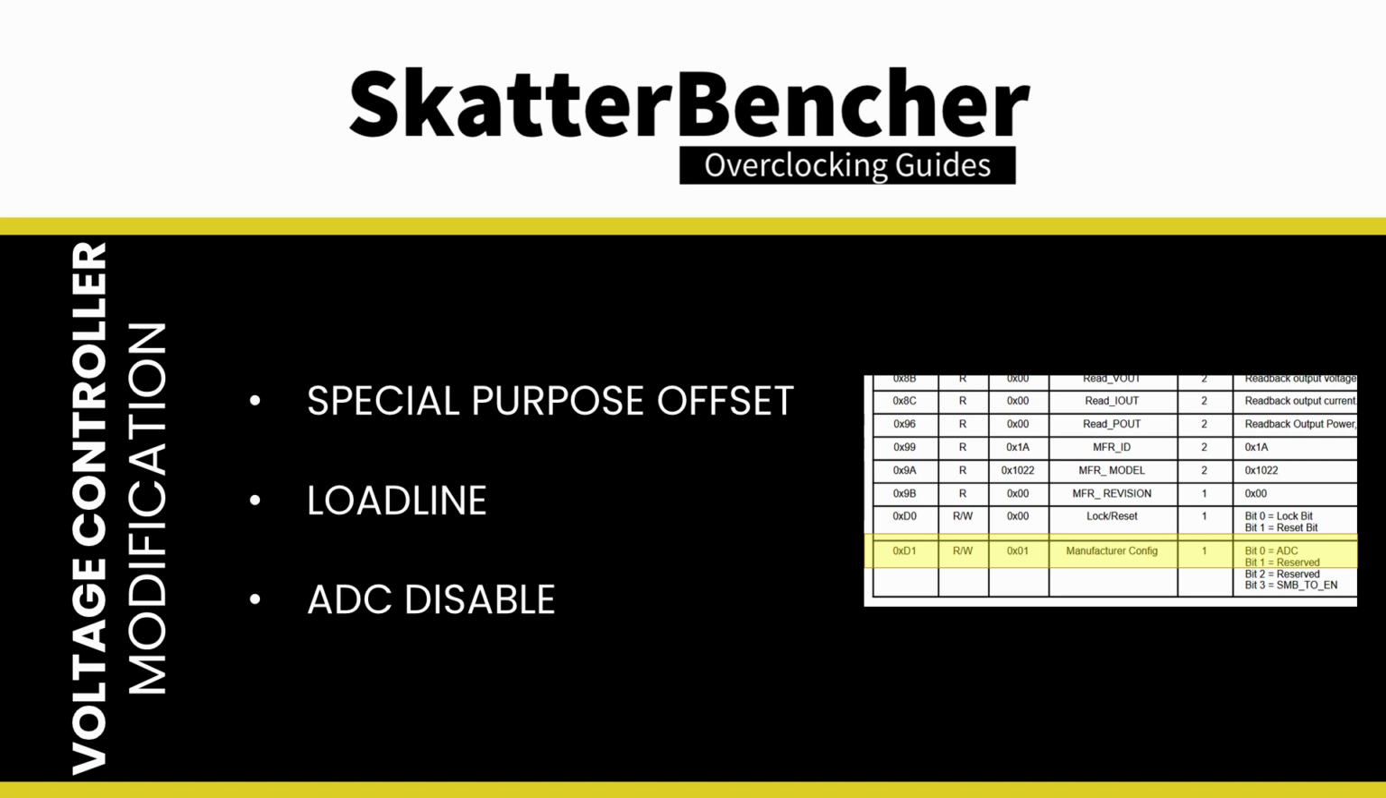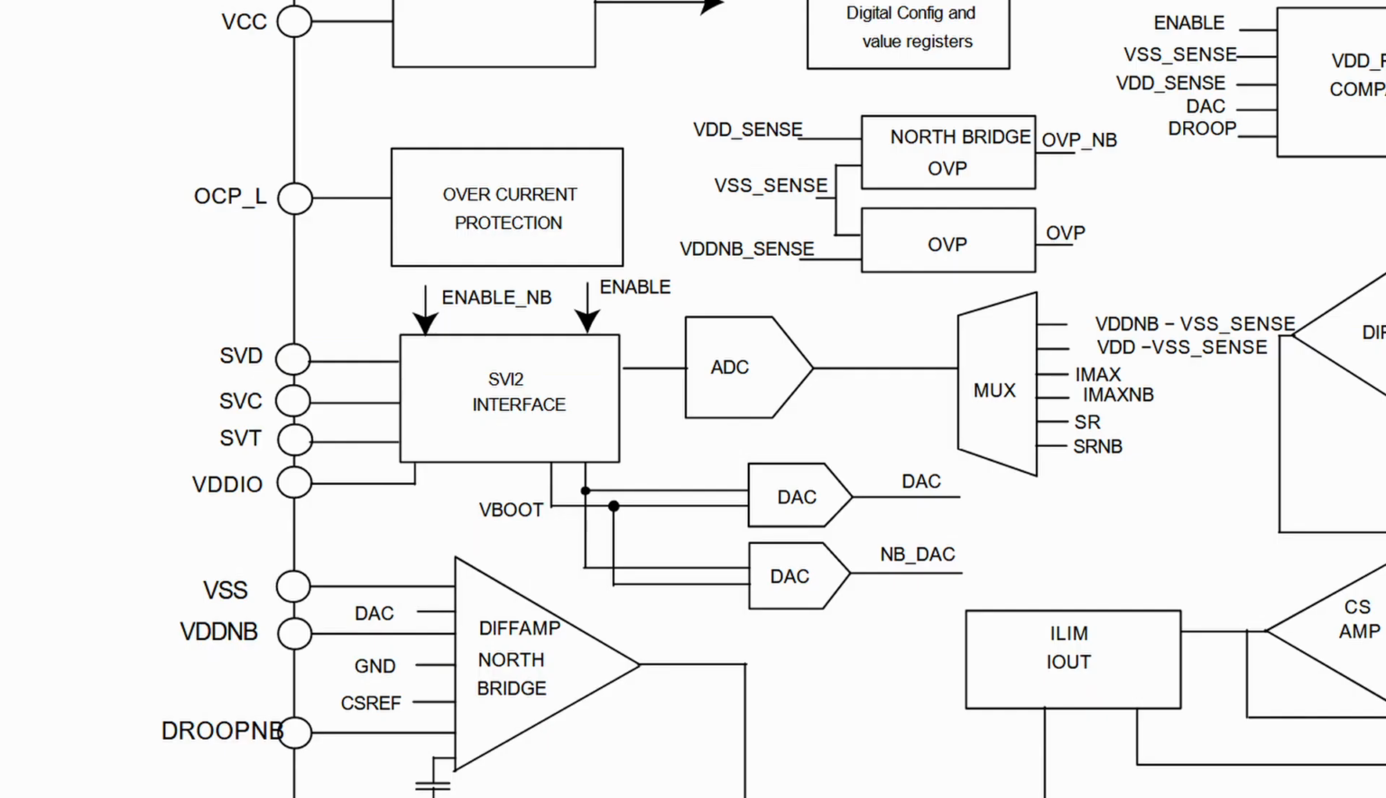ADC is short for analog to digital converter and does exactly what the name says. Translate analog electrical signals into digital signals, mainly for data processing purposes. In the NCP81022 diagram, the ADC sits between the SVI2 interface and the multiplexer. SVI stands for Serial VID Interface and is AMD's standard for communication between the VRM controller and the CPU or GPU. A multiplexer or data selector is an electrical device that selects between several analog or digital input signals and forwards the selected input to a single output line.